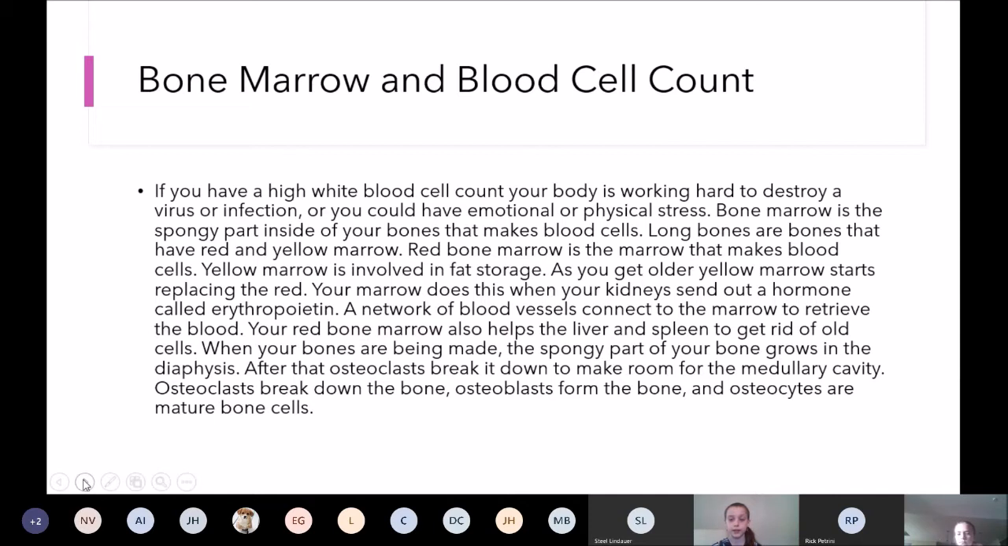When your bone is being made, the bone marrow grows in the diaphysis. After that, the osteoclasts break it down to make room for the medullary cavity. Osteoclasts break down the bone, osteoblasts form the bone, and osteocytes are mature bone cells.